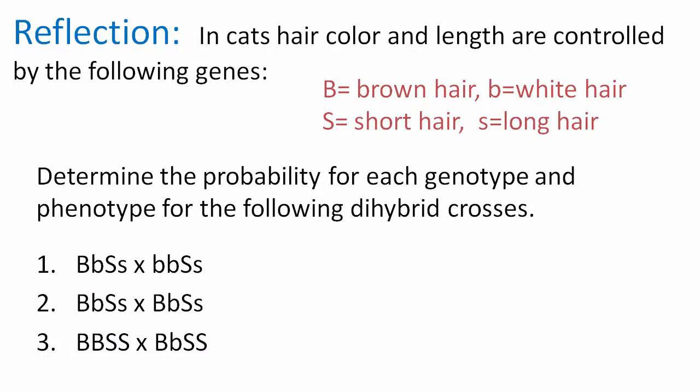So here's your reflection opportunity. Think of cats. In terms of hair color and hair length, two different genes, these are controlled by the following genes. So we've got the B gene for brown and the recessive for white. We've got S gene for short and little s for long hair. So for each of the three different crosses, determine the probability of each genotype and phenotype for the following dihybrid crosses. So I hope you've seen enough to be able to answer these questions. Good luck.